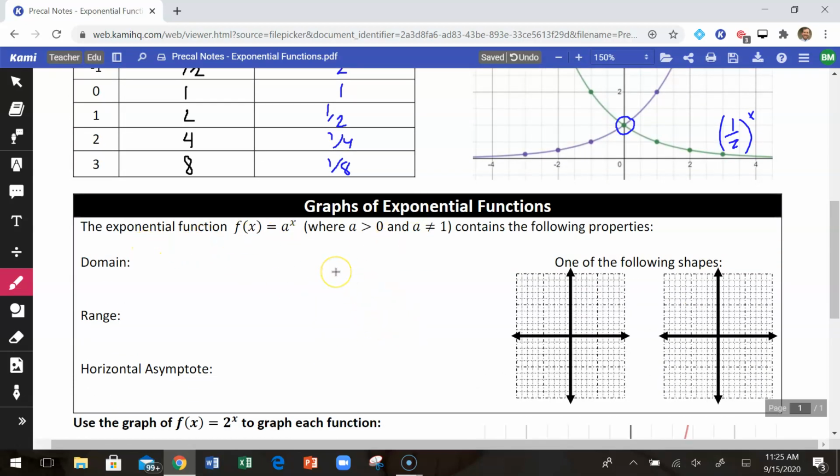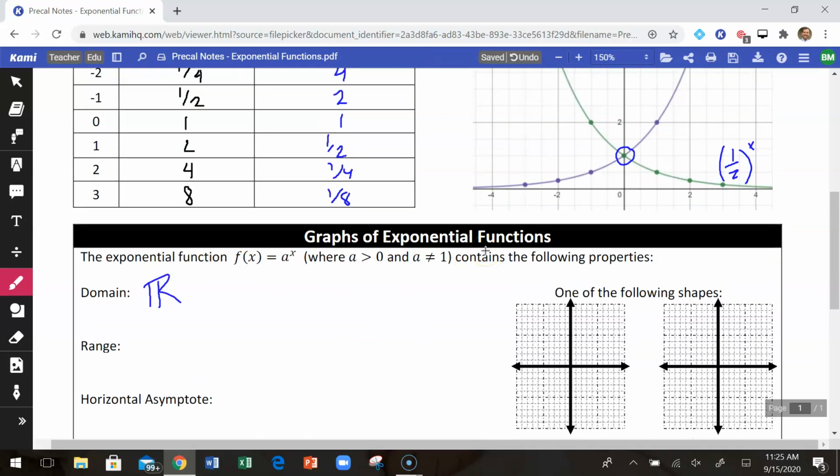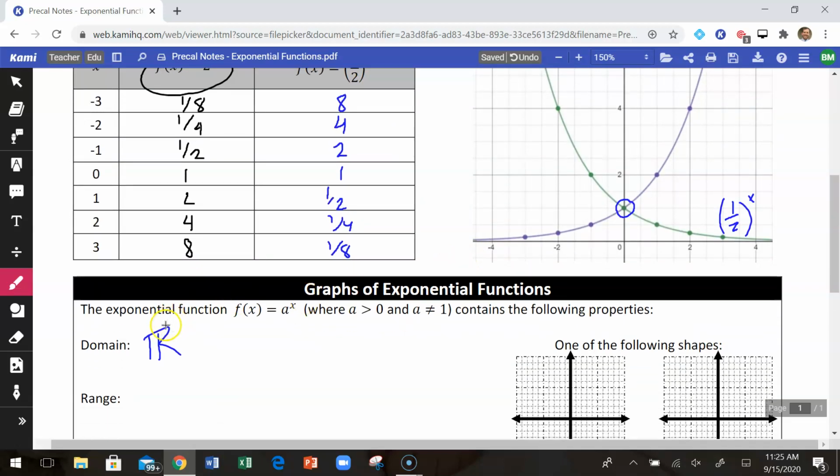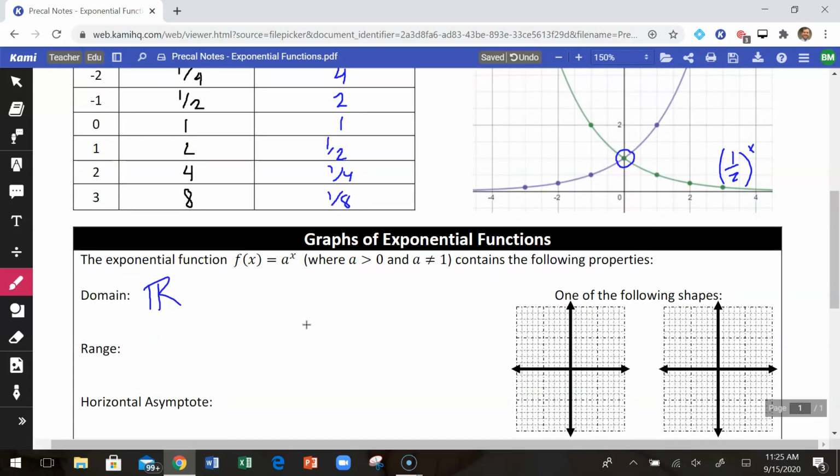Okay, so just in general, graphs of exponential functions, as you can see with these two, the domain of an exponential function is always going to be all real numbers. We are going to be allowed to plug in anything at all we want for an exponent that is a real number, and we are going to get a value from that. So we're going to span the entire domain. All x's will be allowed in an exponential function.